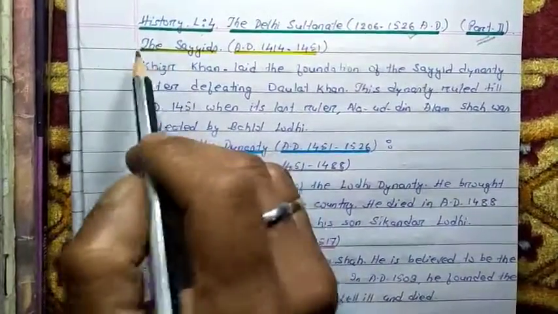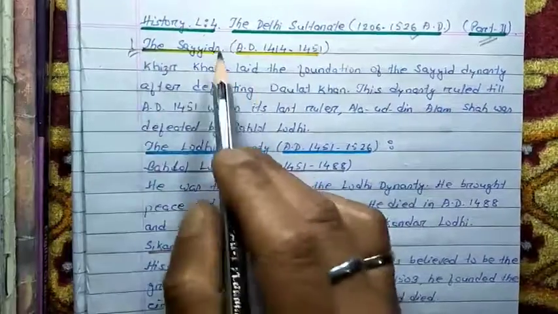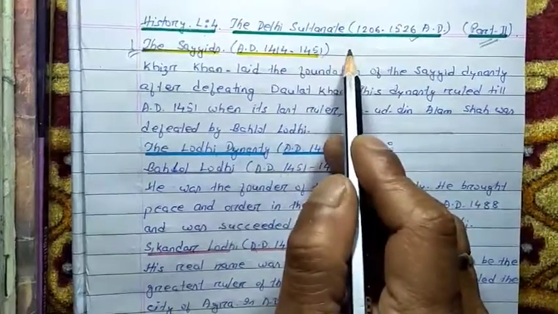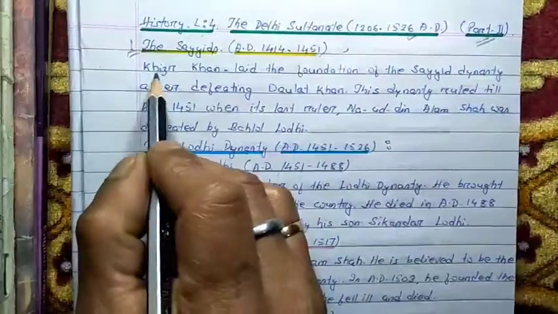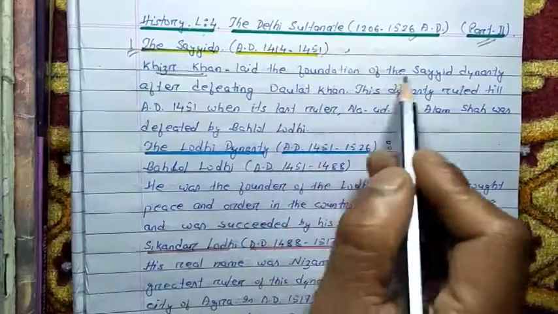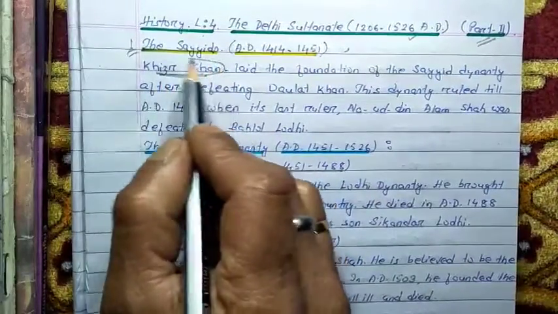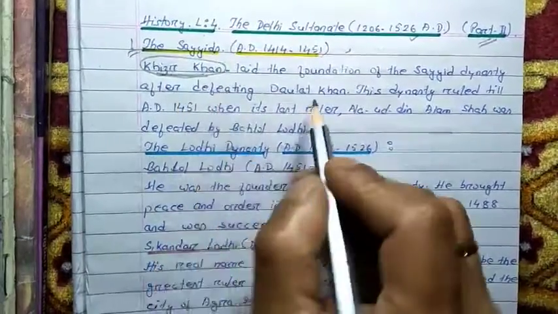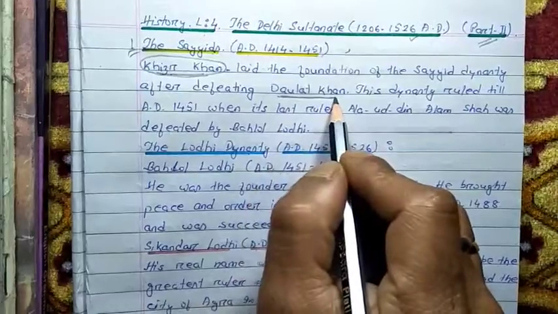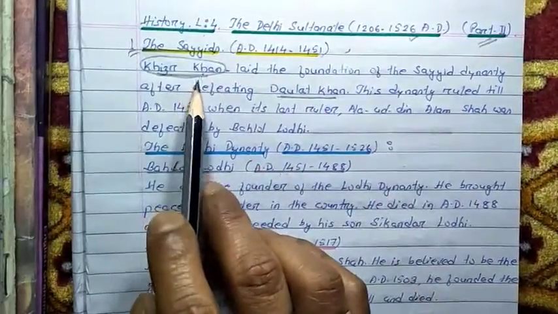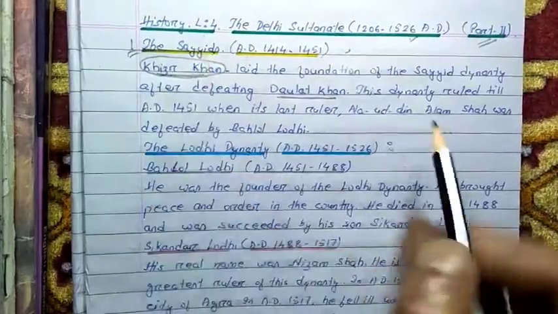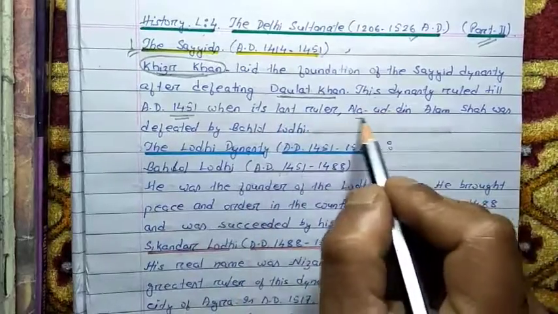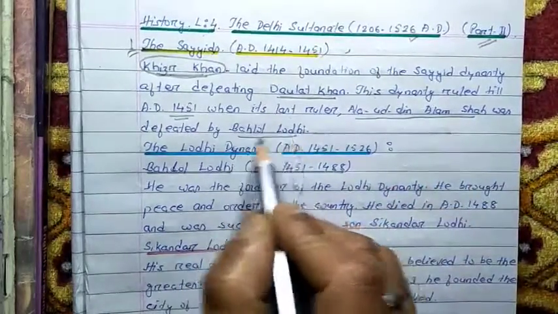First of all, the Sayyid dynasty. The Sayyid rulers ruled from 1414 to 1451, for a very short period of time. Khizr Khan laid the foundation of the Sayyid dynasty. He was the founder of the Sayyid dynasty after defeating Daulat Khan. This dynasty ruled till AD 1451, when its last ruler Alauddin Alam Shah was defeated by Bahalul Lodhi.